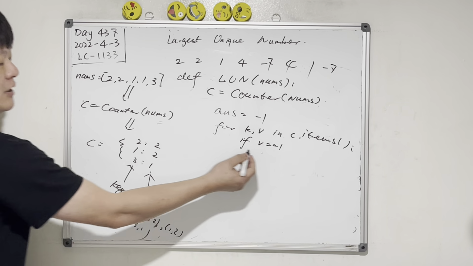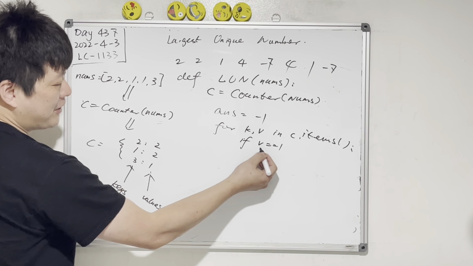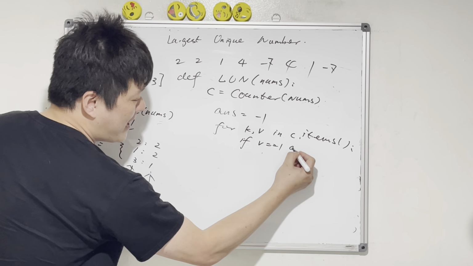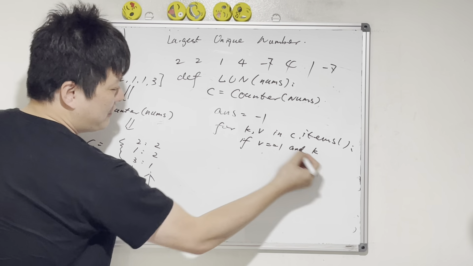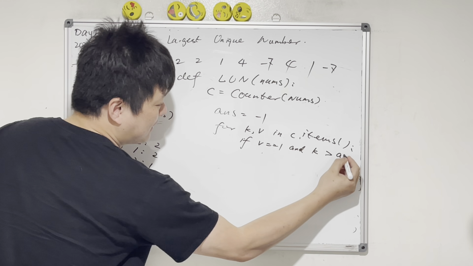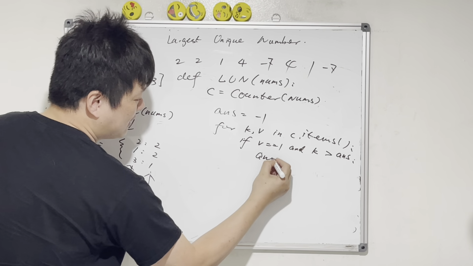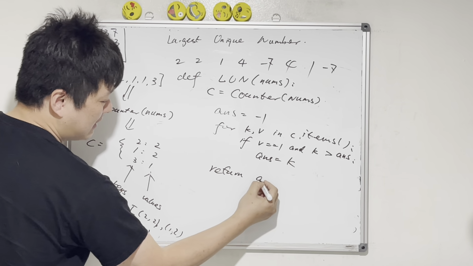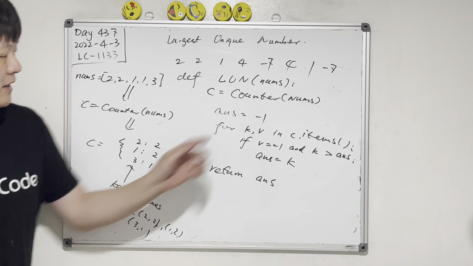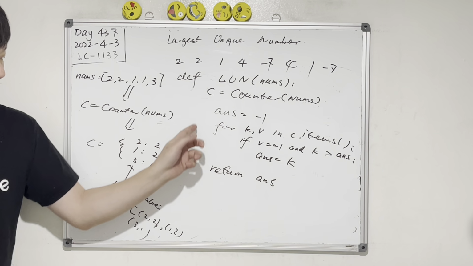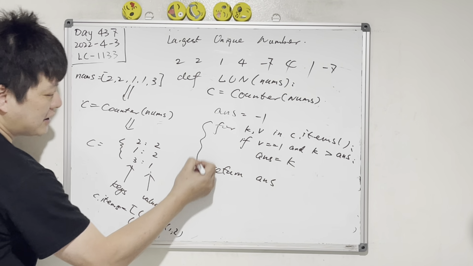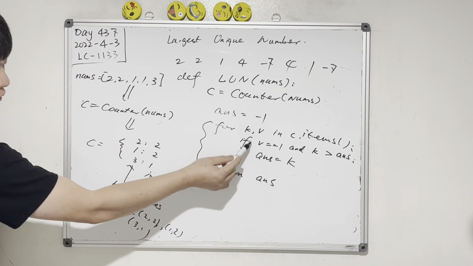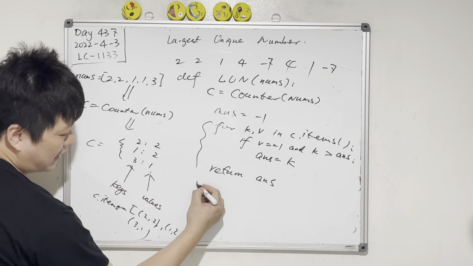Exactly. If the frequency is 1 and this key, this number, is bigger than the answer, then we can say answer equals key, and then return answer. Easy. The time complexity is O(n) for the hash table and O(n) for going through these items. We can change these 4 lines into 1 line.